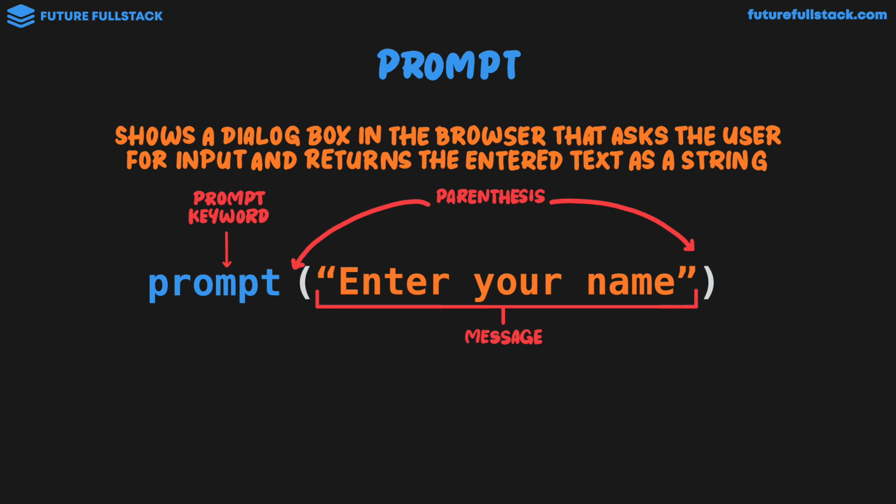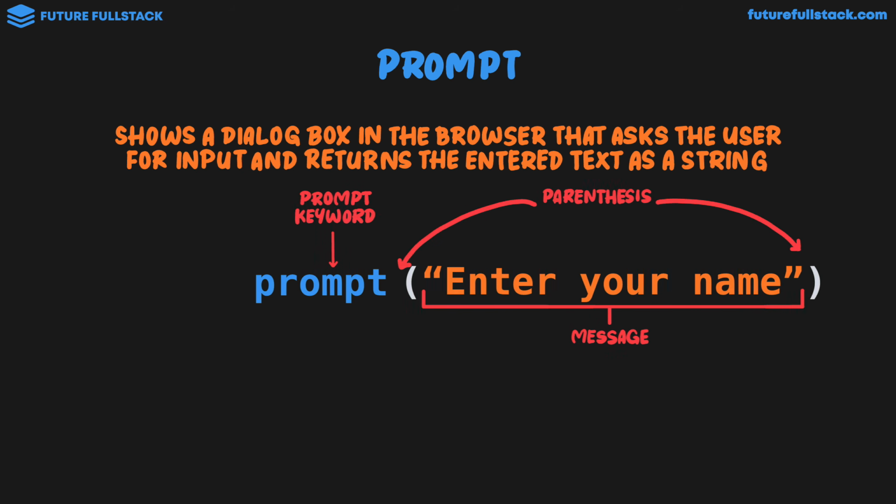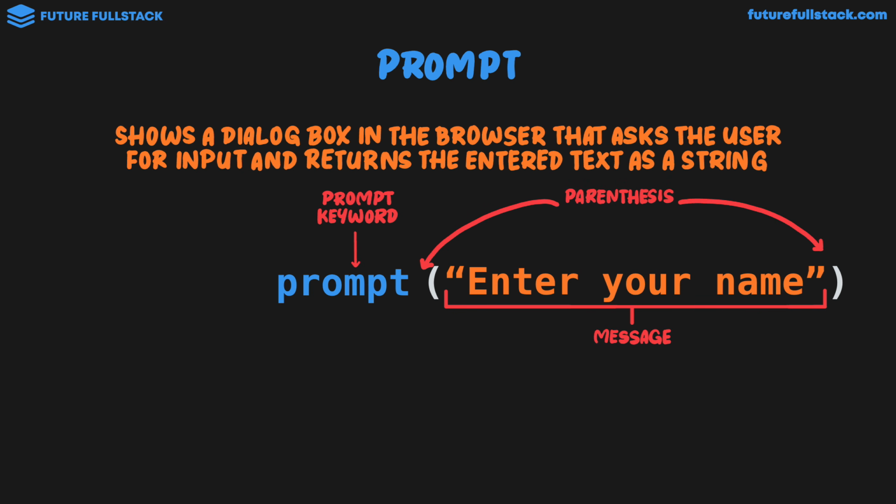Now, what's more useful to do is actually store the value that we're capturing from the user inside a variable, so we can use it in our program. So to do this, we assign prompt as a value to a variable like this. Let name equal the prompt. So by doing this, whatever value is captured from the user by prompt is then assigned to the variable name. So let's check this out.